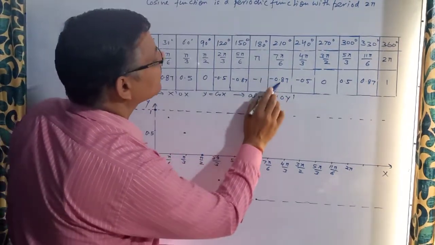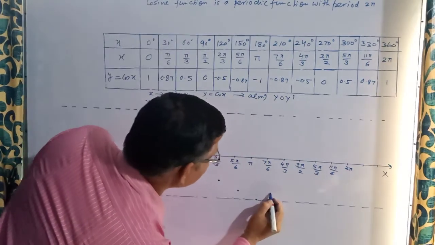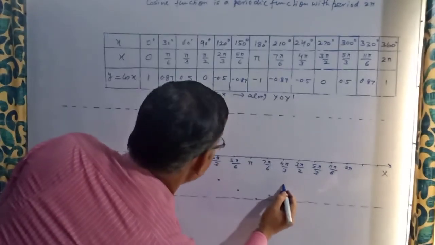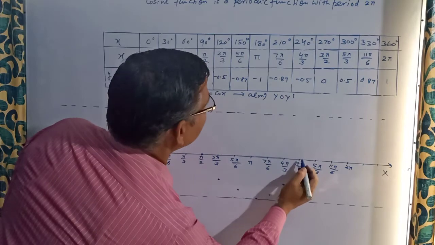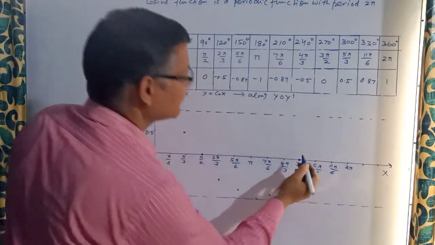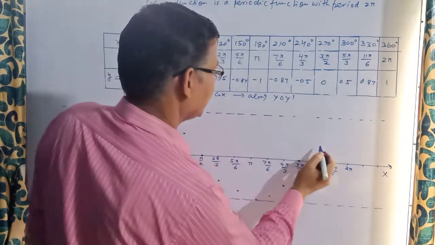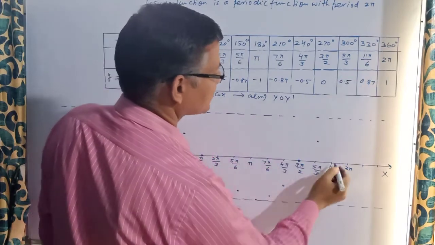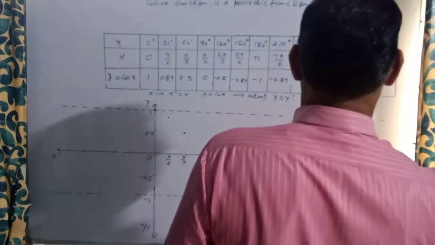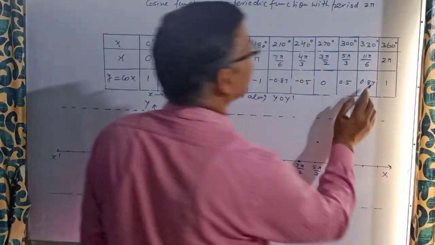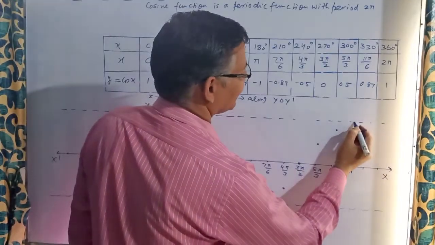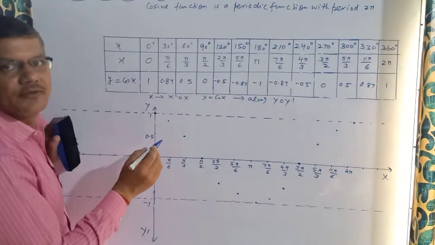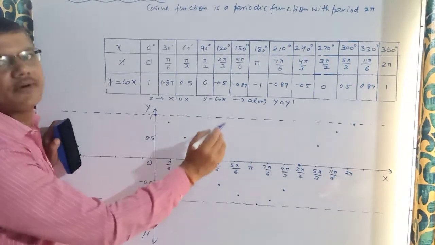At 7 pi by 6, it is minus 0.87. At 4 pi by 3, it is minus 0.5. At 3 pi by 2, it is 0. Again, after 3 pi by 2, at 5 pi by 3, it takes the value 0.5. And at 11 pi by 6, it takes the value 0.87. And at 2 pi, it takes the value 1. So easily we mark the points. Now, joining the points by free hand curve, we get the graph of the cosine function.